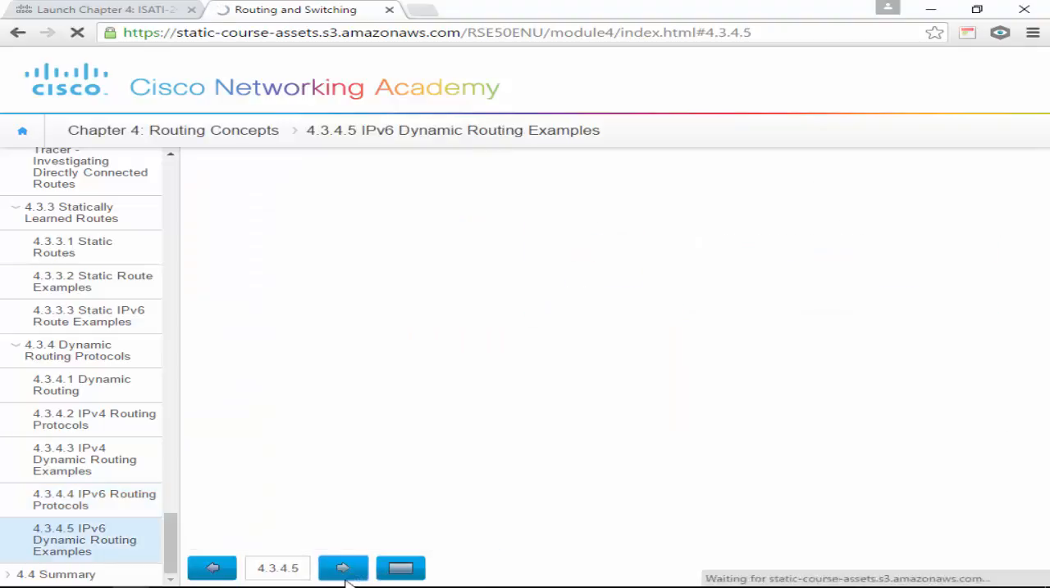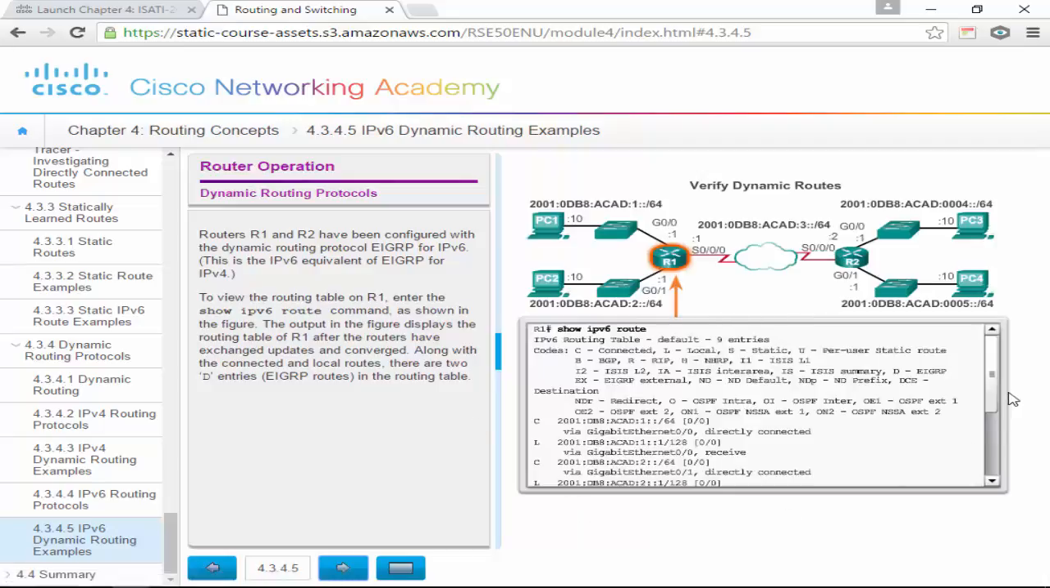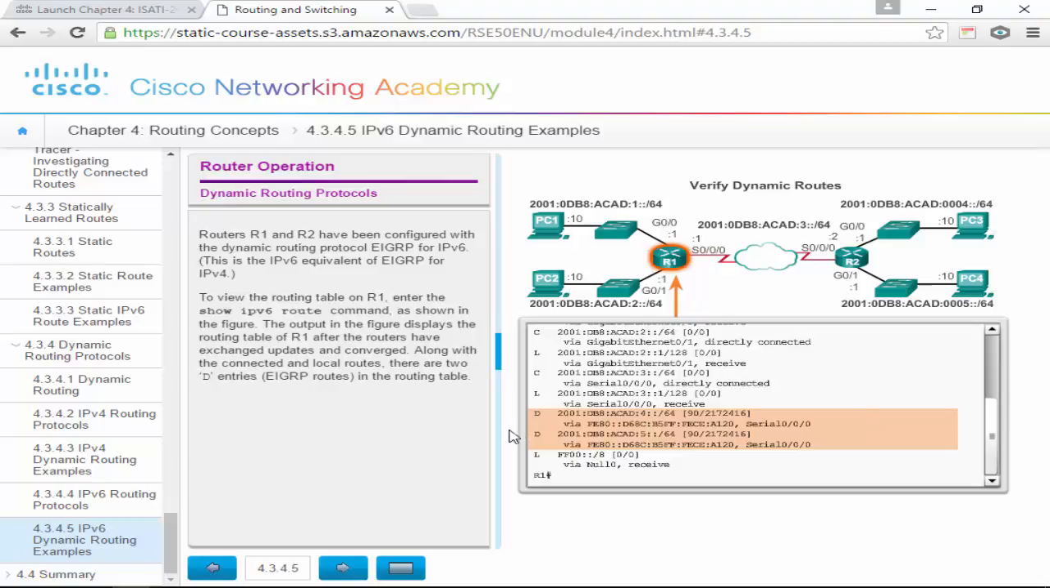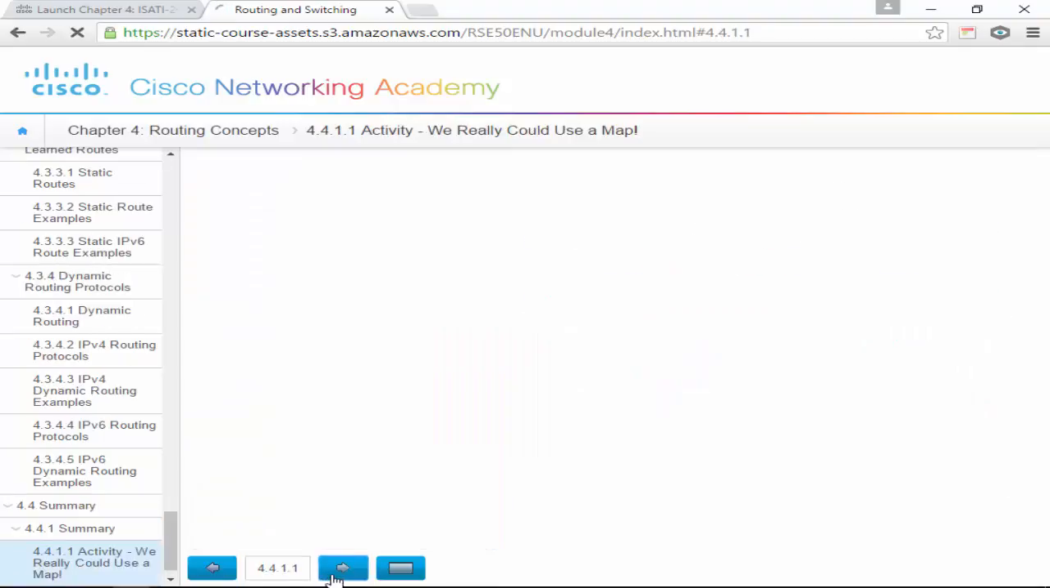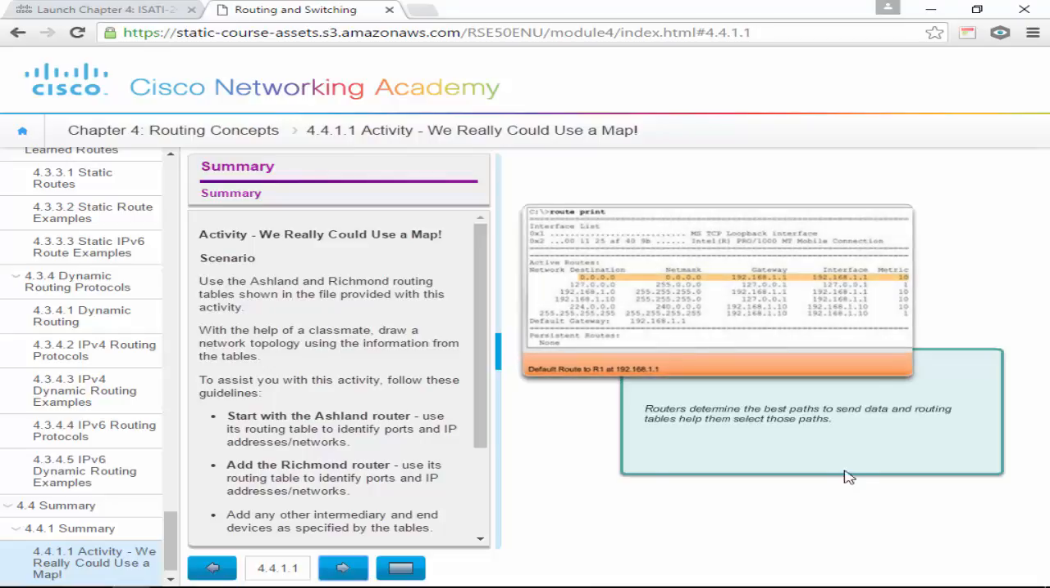So, IP version 6 routing example. We do a show IPv6 route, and what do we see? Just similar stuff to our last routing table, except that they have IP version 6 network addresses rather than IP version 4. Alright, so that was a fairly long chapter.